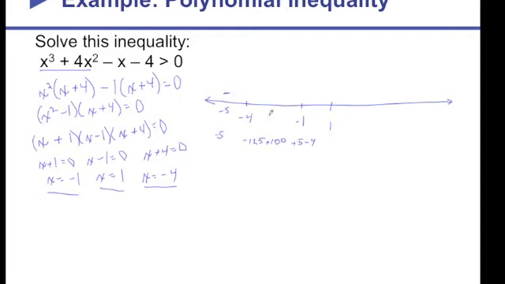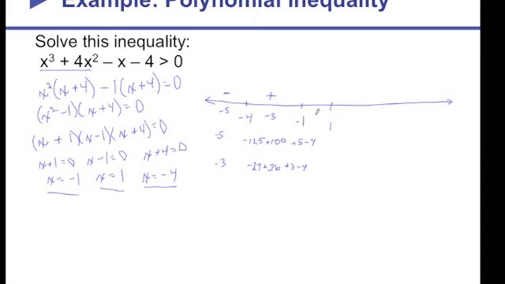Picking a number between negative 4 and negative 1, say I pick negative 3. So if x is negative 3, negative 3 cubed would be negative 27, plus 4 times negative 3 squared. Negative 3 squared would be 9 times 4, that'll be plus 36. Minus negative 3 will be plus 3 minus 4. So this will be positive 8. Okay.